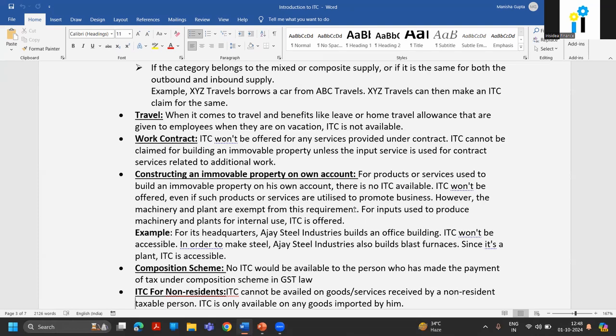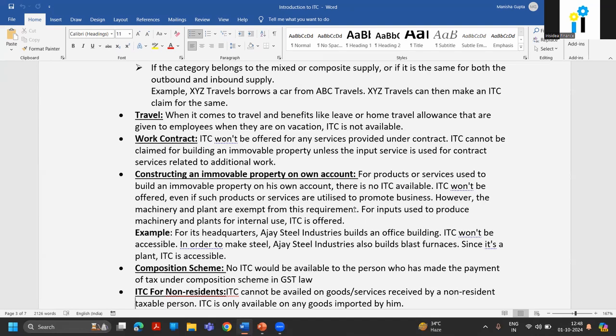It means if you are using immovable property for your own account, then you are not able to claim ITC. Even if such product or service is used to promote business, at that time also you are not able to claim ITC.